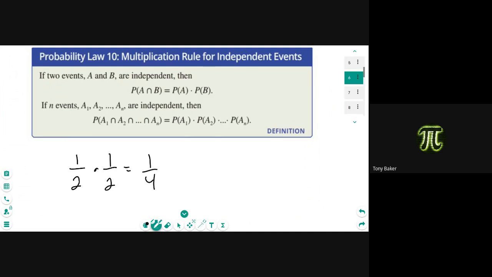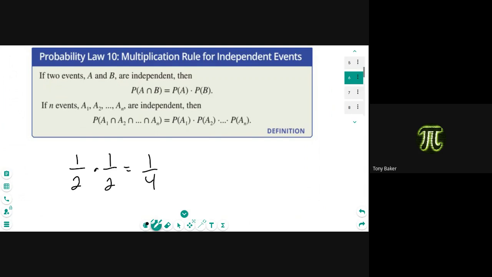Okay. Each one, are those two events independent? Did the first coin flip have any impact on the second one? No, they're completely independent. So we would just multiply those probabilities together. So the chances of me getting 2 heads is 1 out of 4.